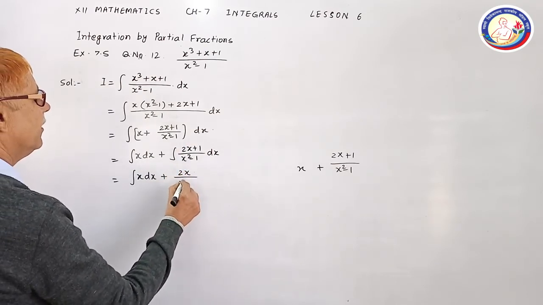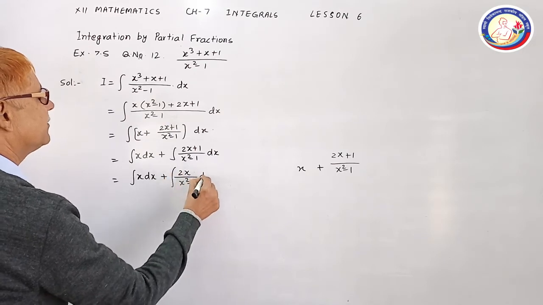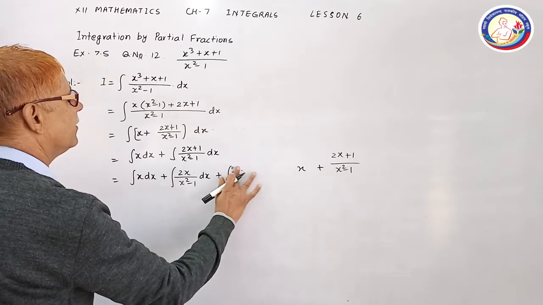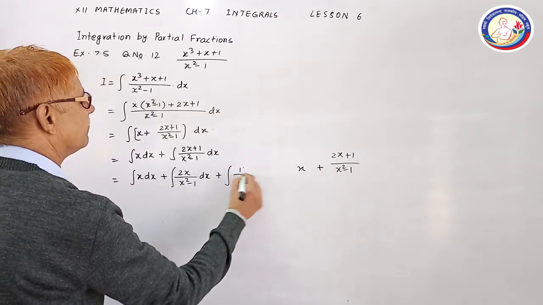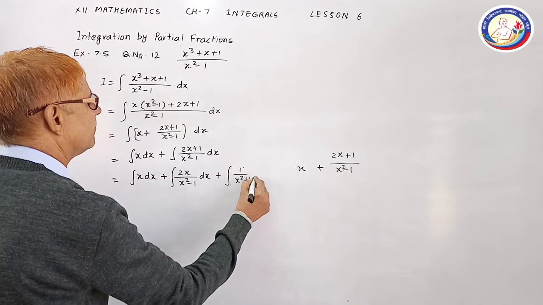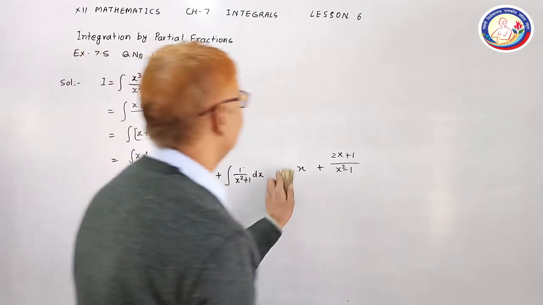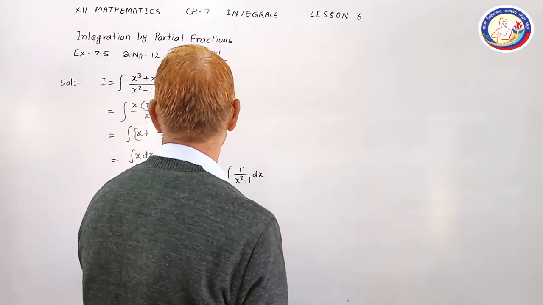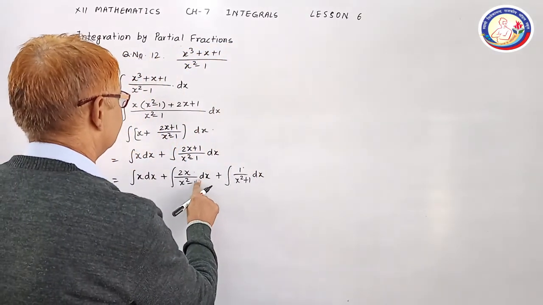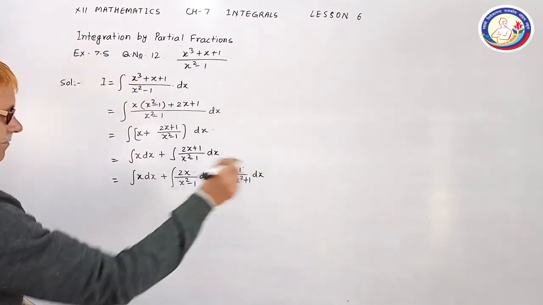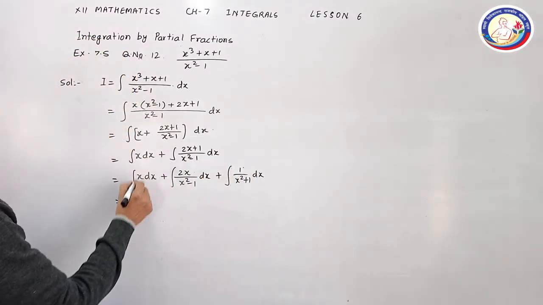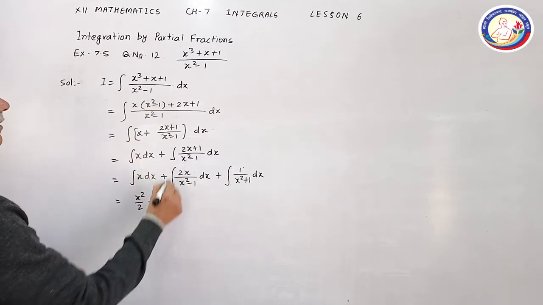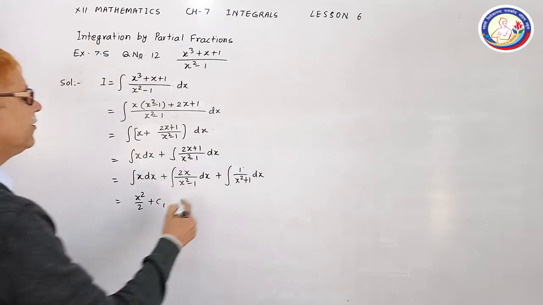2x upon x square minus 1 integration of dx, plus integration of 1 upon x square plus 1 dx. Now we can easily integrate all the three functions. I didn't use the partial fractions here. The integration of this is x square by 2 plus c1, say.